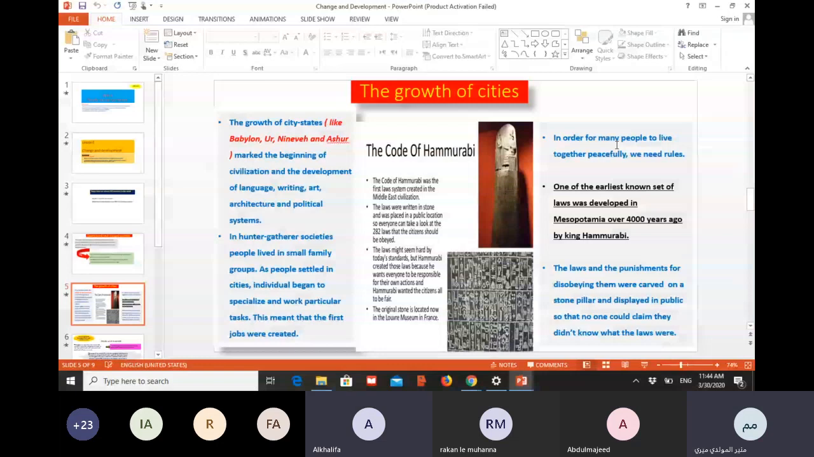Muhammad Khalif. The growth of city-states like Babylon, Nineveh and Ashur marked the beginning of civilization and the development of language, writing, art, architecture, and political systems. In hunter-gatherer societies, people lived in small family groups. As people settled into cities, individuals began to specialize and work particular tasks. This meant that the first jobs were created. In order for many people to live together peacefully, we need rules. One of the earliest known sets of laws was developed in Mesopotamia over 4,000 years ago by King Hammurabi. The laws and the punishments for disobeying them were carved on a stone pillar and displayed in public so that no one could claim they didn't know what the laws were.